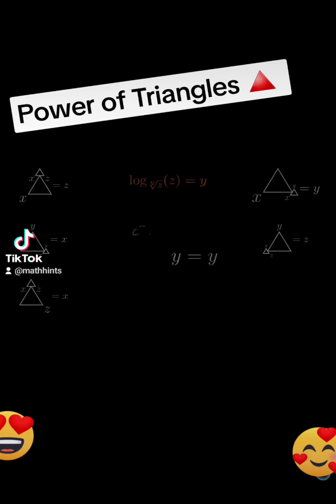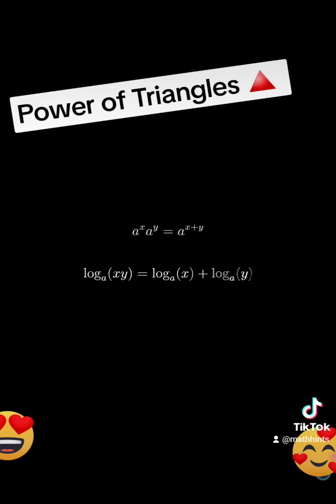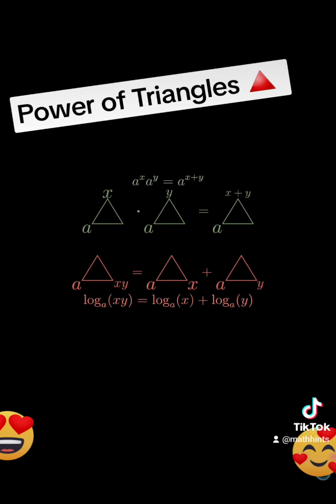Let's take another property, like the idea that a to the x times a to the y equals a to the x plus y. The corresponding fact for logarithms is that log of x times y equals log of x plus log of y. When you write this with the triangle of power, it's a little easier to see that both of these expressions are really saying the same thing.